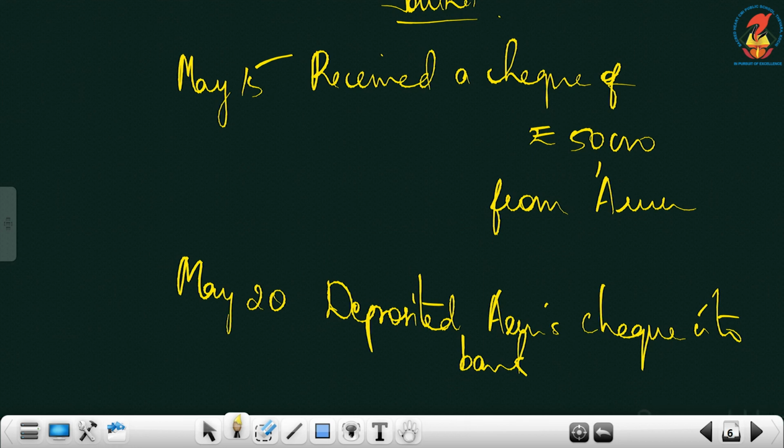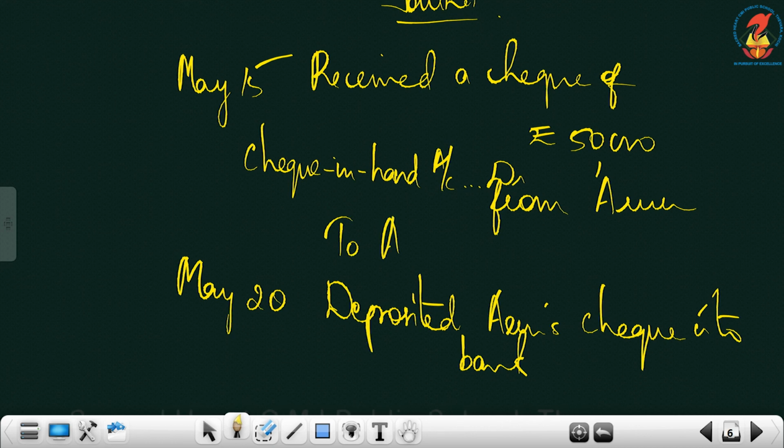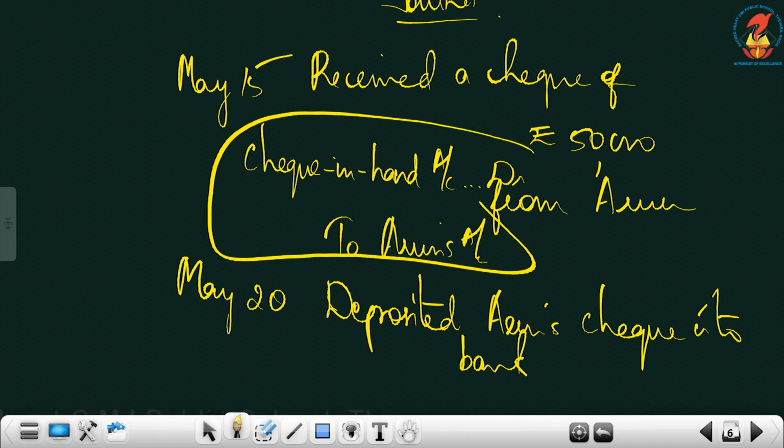So now on May 15th, when you write the journal entry, this is where you have to open this account called cheque in hand account. Cheque in hand account debtor to the customer's name, Arun. So this is the entry you have to write. Cheque in hand account debtor to Arun's account, amount also you have to write as usual, 50,000. Understood? Instead of bank debtor, you must write cheque in hand if the cheque is not deposited on the same day.